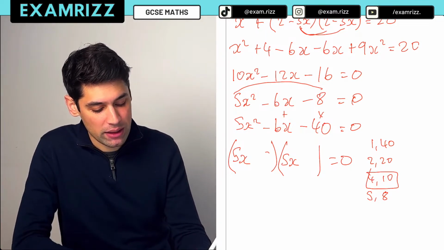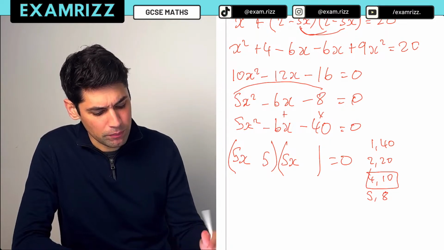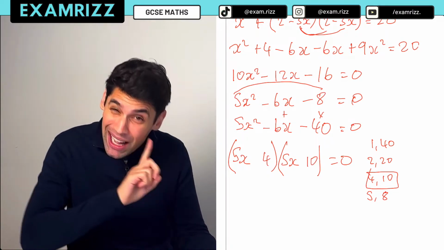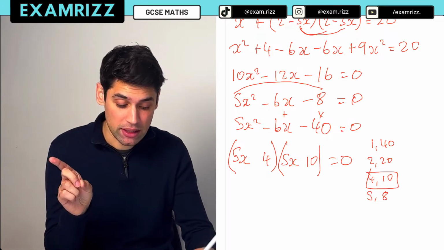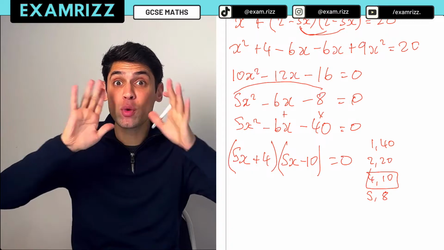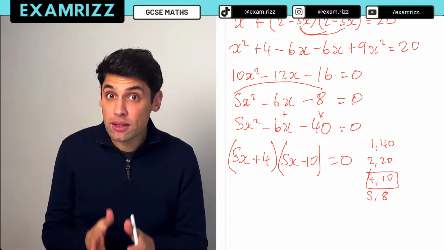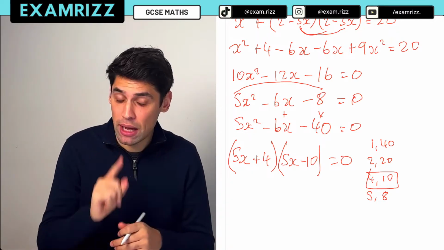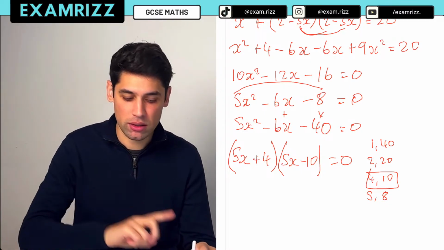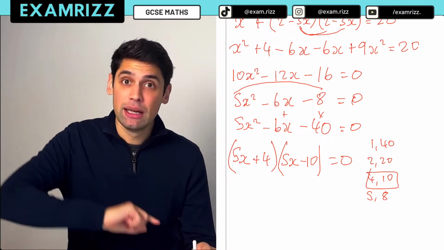Then we're going to have 5 and 8. 4 and 10. What combination of 4 and 10 makes minus 6? That's going to be 4 take away 10. We are so nearly done. The last step, and it's an essential step here, because at the very beginning we times the first number by the last number, we times by 5.